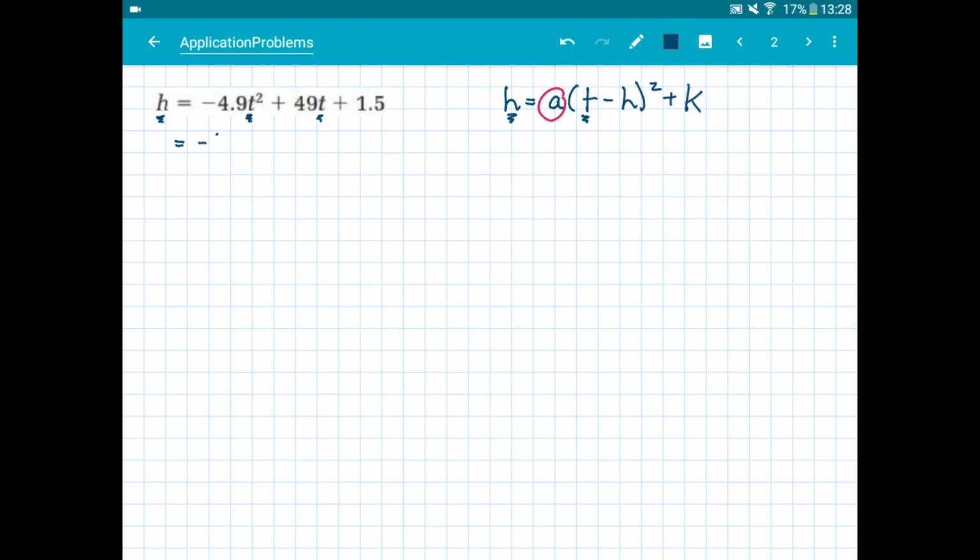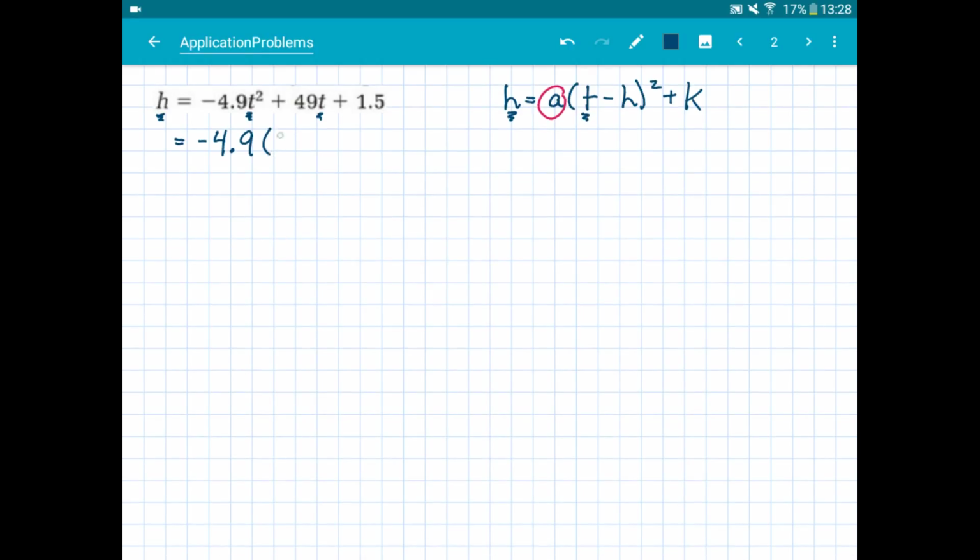Okay, so let's do that. Minus 4.9. We have to leave the t inside the bracket. T. Now what do you have to multiply 4.9 by to get back out this 49t? Well, it'll have to be minus, because minus times minus gives you positive. And it looks like 10, minus 10t. Okay, that was t squared. And we leave this 1.5 outside the bracket because we have k in our original, or in our goal, our vertex form, which is our goal.